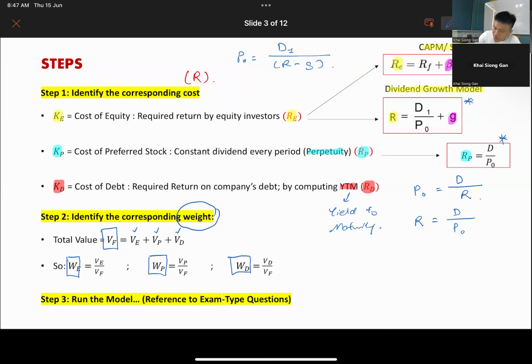So how? Very simple, like what I told you just now. To calculate the weightage of equity, I use the total value of the equity that has been issued divided by the total value of capital funding. To calculate the weightage of preferred stock, I use the total value of the preferred stock divided by the total value of the funding. And lastly, the total value of the debt divided by the total value of the capital funding. And once you have all these components, you can run the model already. So to run this model, I'm going to do one exam type question.